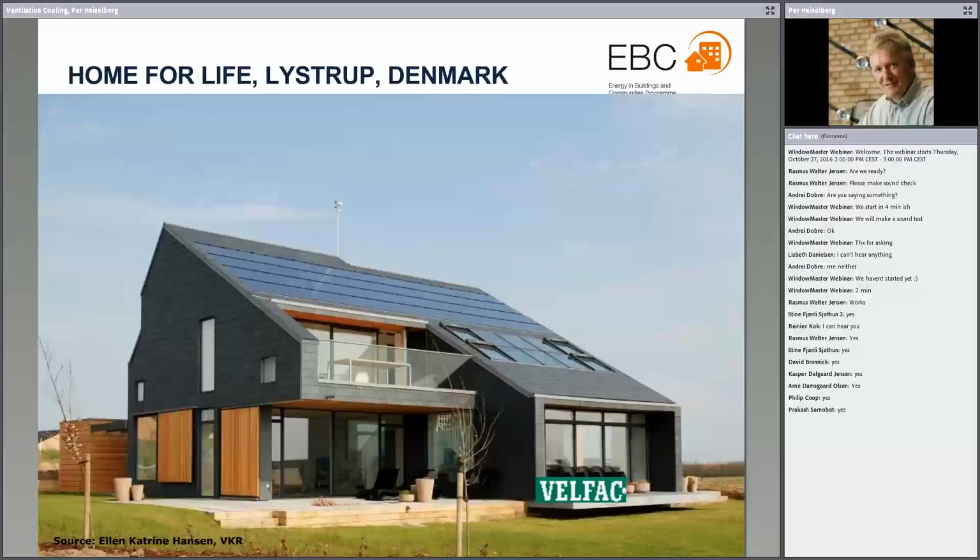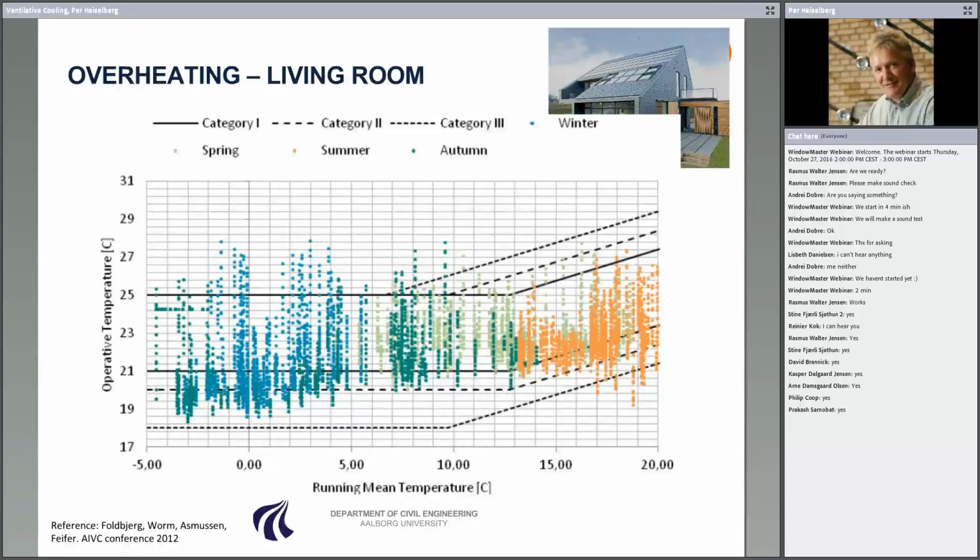Here I have another example. It's actually a quite old example from one of the first zero energy buildings in Denmark. Here we see, I think for the first year of running this building, a curve showing the operative temperature as a function of the outdoor running mean temperature. And what you can identify here is that all the blue dots are in the winter period and all the orange ones are in the summer period. And you can actually see that during the winter time, there are many incidents with quite high temperatures.